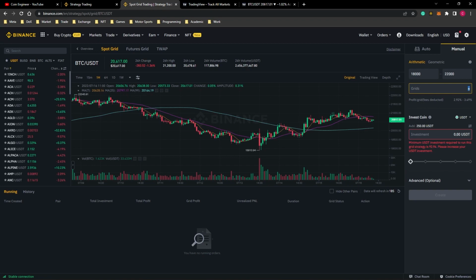But how do grids work? For example, if I open a position between 18,000 and 22,000, and if I set my grid level to 4, in each $1,000 worth of price movement, the system will automatically buy and sell Bitcoin on my behalf. Or if I decrease the grid level to 2, in each $2,000 worth of price movement, the system will buy or sell for me.